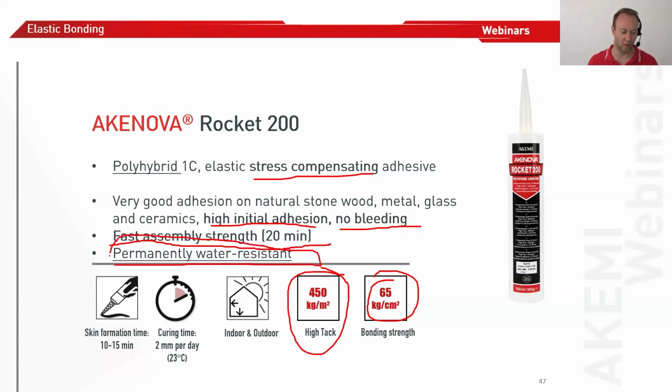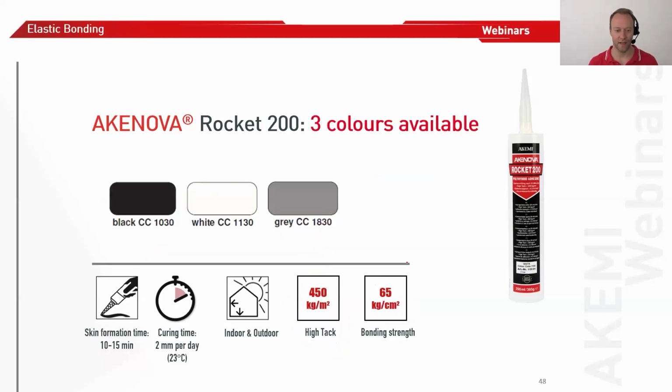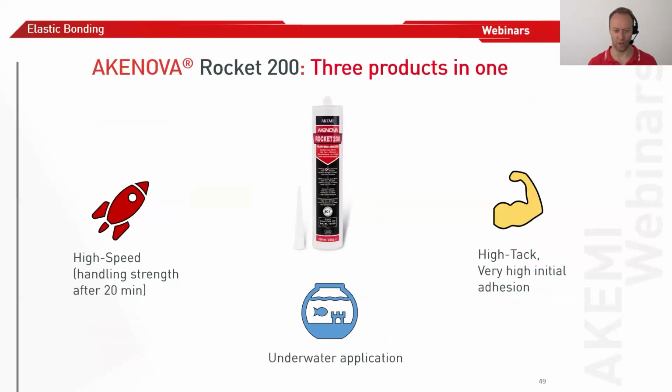So this is also a unique parameter of this product, and this makes it very versatile and very applicable. So you can bond underwater, basically. We have it in three colors, black and white as standard, and then we have this nice gray one for, let's say, mostly brushed stainless steel things which are installed under kitchen countertops.